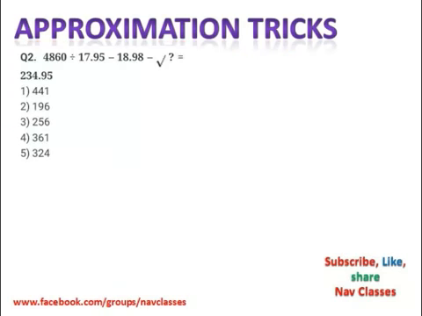Let's talk about another question. The question says 4860 divided by 17.95 minus 18.98 minus under root question mark, we can call it x, is equal to 234.95. You will not stop there, the question ends with 234.95. Never try to skip the last part because your answer will come out wrong in that case.